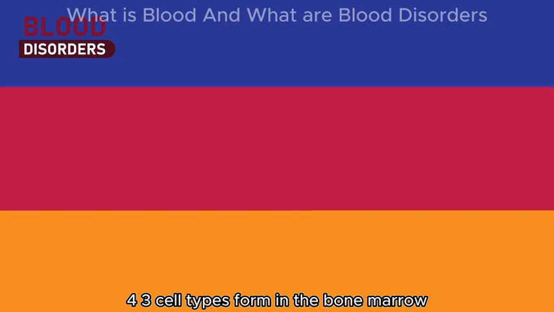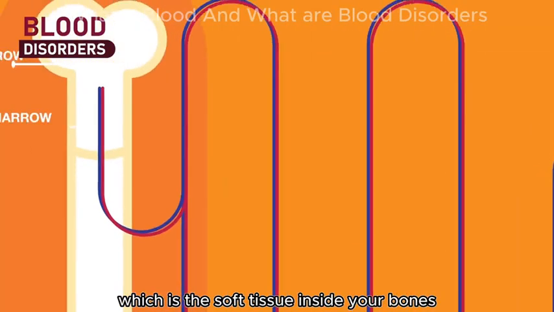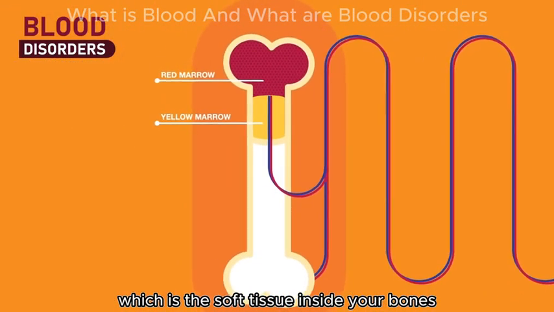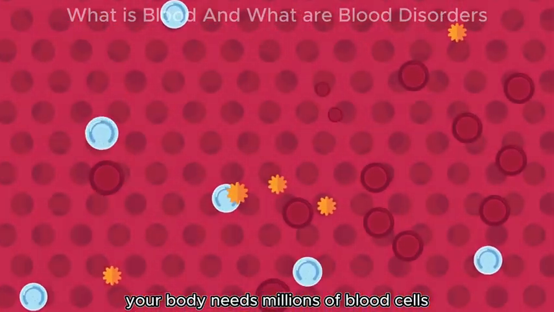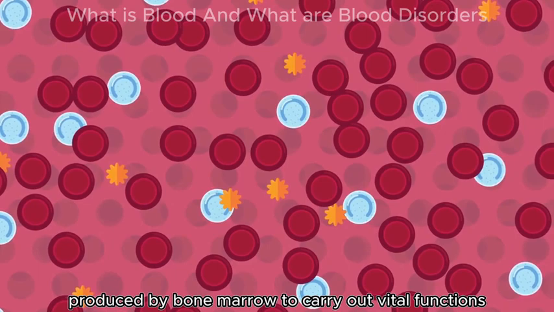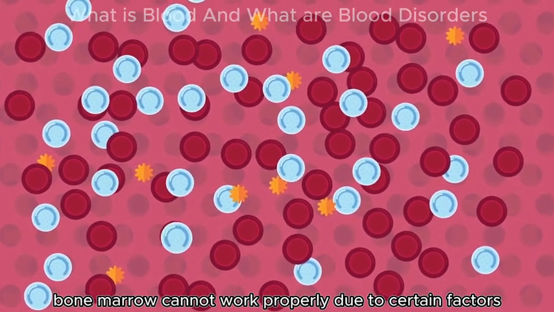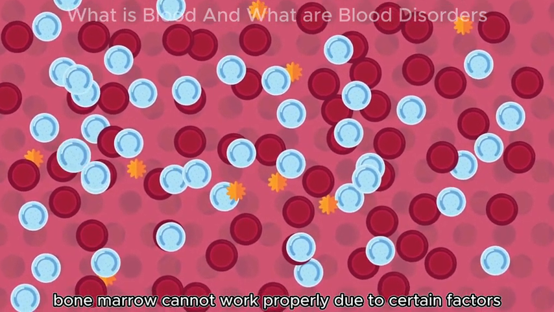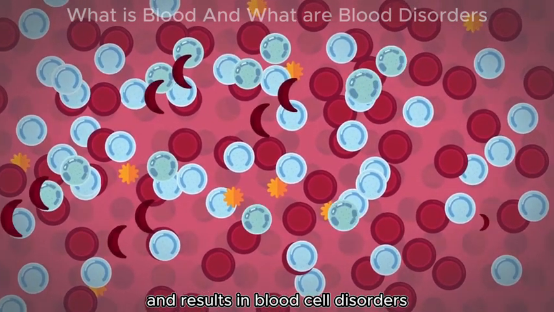All three cell types form in the bone marrow, which is the soft tissue inside your bones. Your body needs millions of blood cells produced by bone marrow to carry out vital functions. But sometimes bone marrow cannot work properly due to certain factors, which results in blood cell disorders.